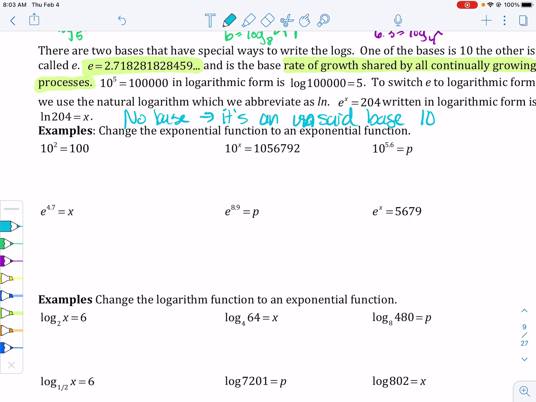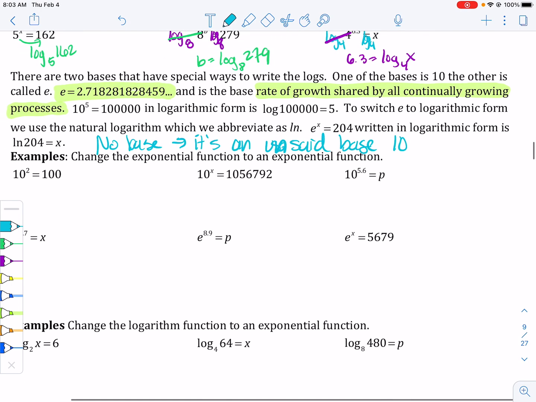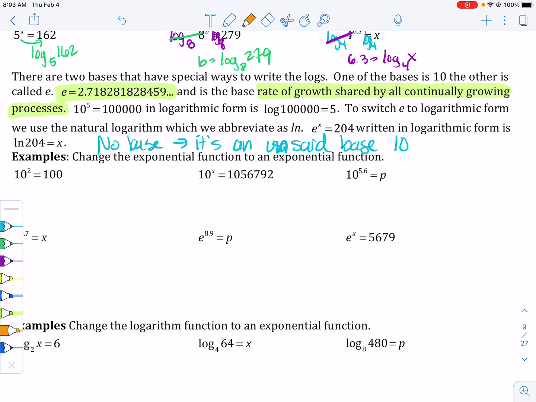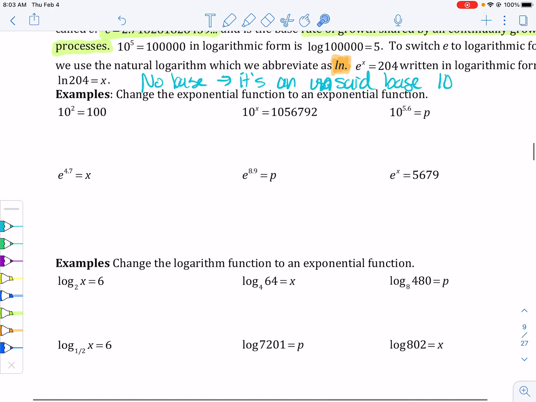Okay. Now, with our base e, when we switch it to log form, we call it the natural log. Okay? And we use ln to abbreviate, which seems backwards because it's natural log, but I'm pretty sure it was French, the French mathematician who did this originally. In their grammar, they do log natural, so that's why it's ln instead of nl. Okay? So our natural log, we abbreviate as ln. So if I have ln of 204, that means that this is really e to x equals 204.